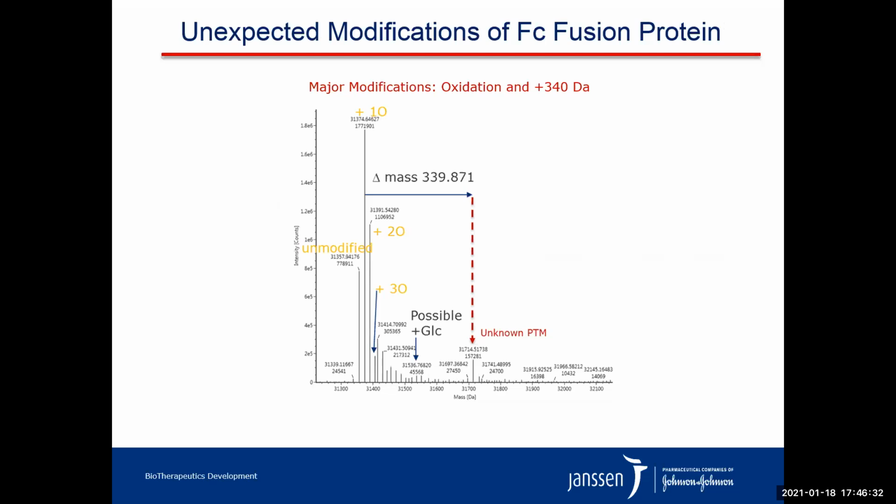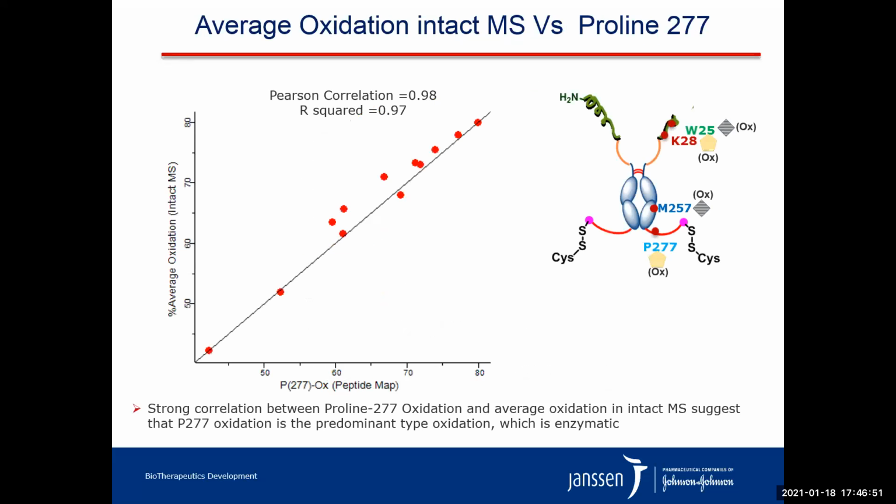The reduced mass analysis of this Fc fusion protein showed several peaks corresponding to multiple oxidative modifications and a peak corresponding to a modification mass of approximately 340 Daltons, which was quite perplexing to us. In order to understand the high levels of oxidation, we carried out peptide mapping experiments to localize and quantify oxidation.